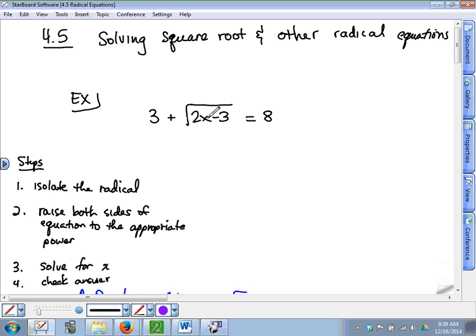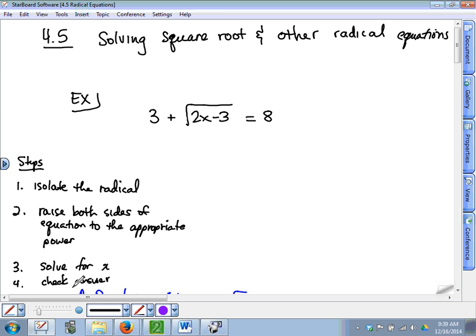So the problem is x is inside of a square root. So unless we can get rid of that square root, we can't solve for x. So here are the steps. Pretty easy steps.